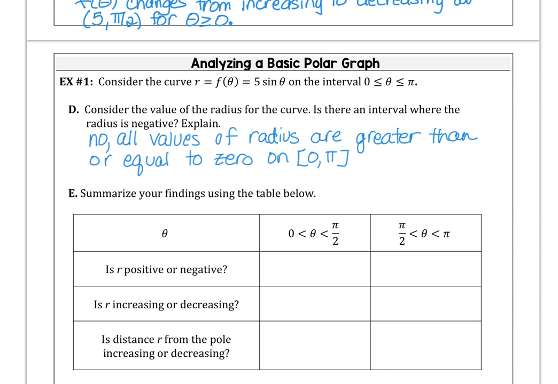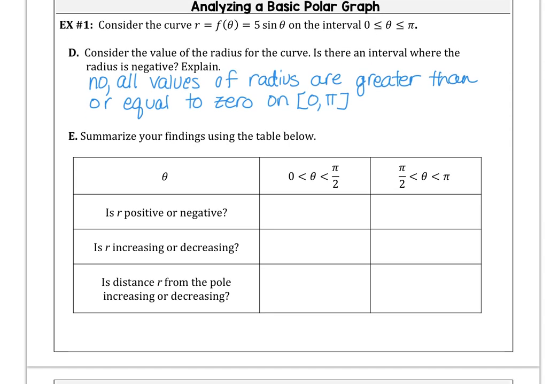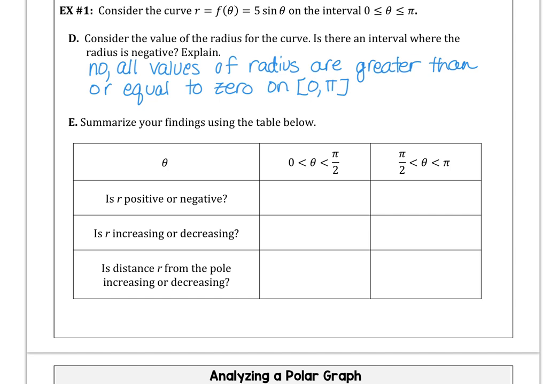And then here in the chart, if theta is our angle in this first column between 0 and pi over 2, and then between pi over 2 and pi, is r positive or negative? And we just said in both cases they're both positive. And in the first interval, is r increasing or decreasing from 0 to pi over 2? And we see it was increasing. But from pi over 2 to pi, that's where it begins to decrease.